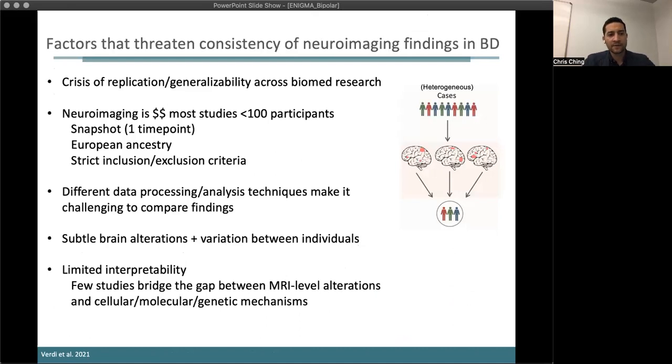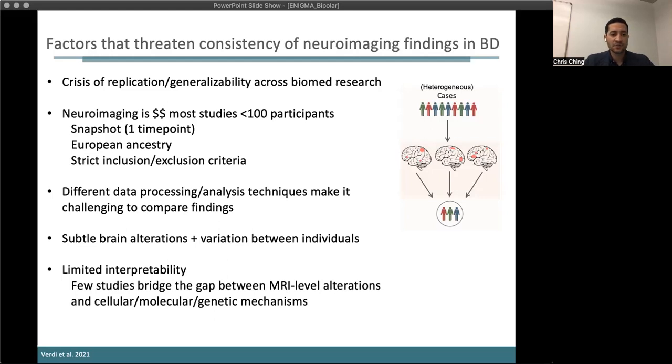It's been widely reported that there is a crisis of replication and generalizability across much of biomedical research. This isn't just an issue for neuroimaging or psychiatric illness. It really spans much of science. But we know that neuroimaging studies can be challenged in certain ways. For one, neuroimaging is expensive. It can be quite expensive to collect data from participants. And historically, most studies have collected fewer than 100 participants.